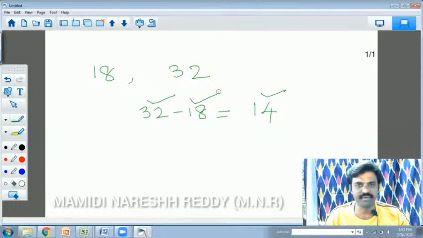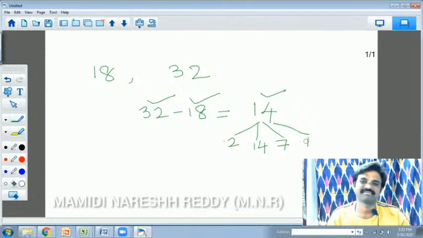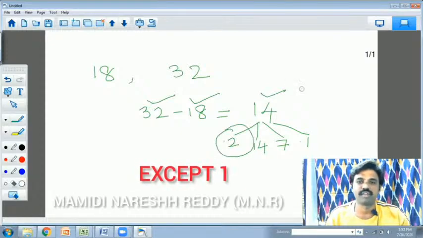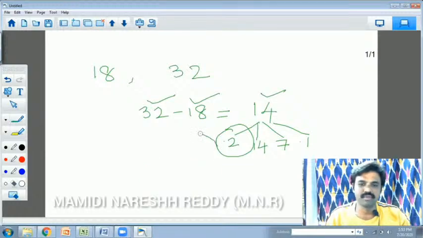In this case, let us take the factors of 14, just factorize it. What do you get? 2 and 7, and one more factor 14, and one more factor 1. These are the factors of 14. In this, we need to take the least common factor of 14. So that is to be considered as the GCD of 32 comma 18. It's simple.